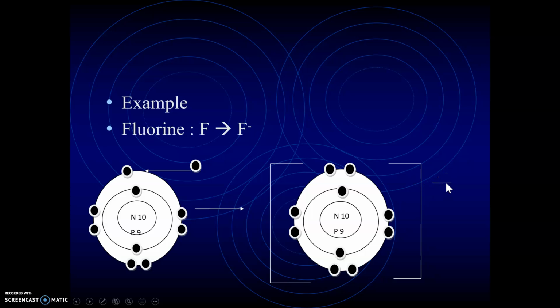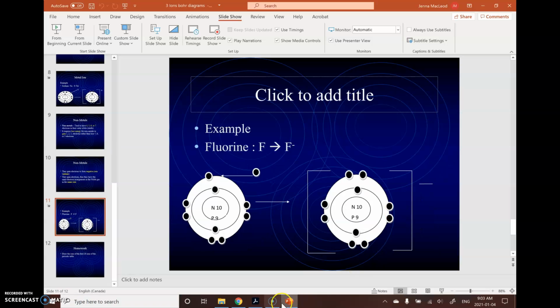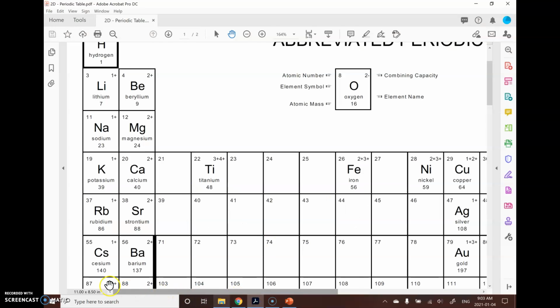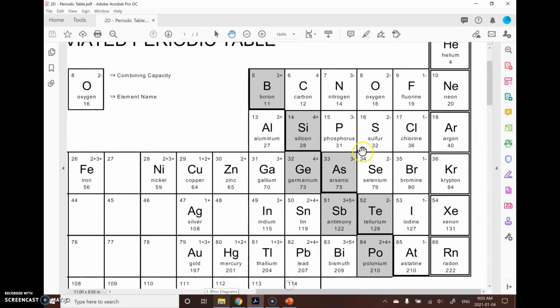And you can tell, again, by looking at your periodic table what type of ion, or what the charge would be on that ion. So let's look at the periodic table again. Let's find fluorine, which is up here. So you can see fluorine, its charge, if it becomes an ion, is 1 negative. It's going to gain 1 electron. It's going to gain 1 negative charge.